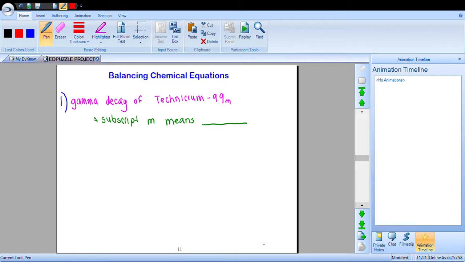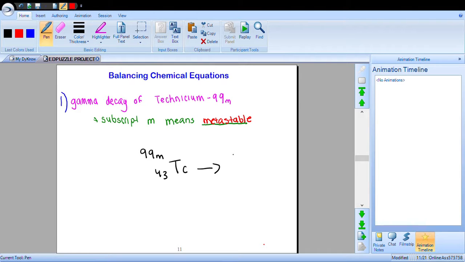And write the gamma decay of technetium-99m. So we see that there is an m as a subscript. This m means that it is metastable, which means that the nucleus is in an excited state. To solve this problem, we are given 99 as the mass number. Technetium is written as Tc. It is number 43 on the periodic table.